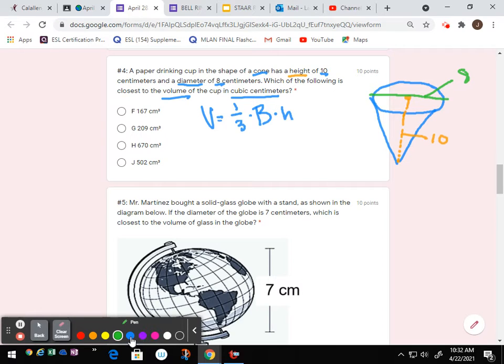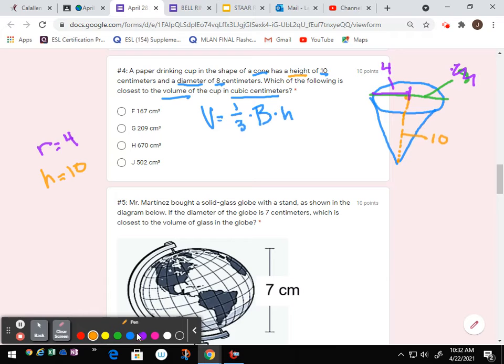But we only want the radius, which is half of the diameter, right? So radius is only half, so we want from one side to the center, so half of 8 is 4, okay? So we're going to ignore 8. 4 is our radius, okay? So we have R is equal to 4, and H is equal to 10, okay?